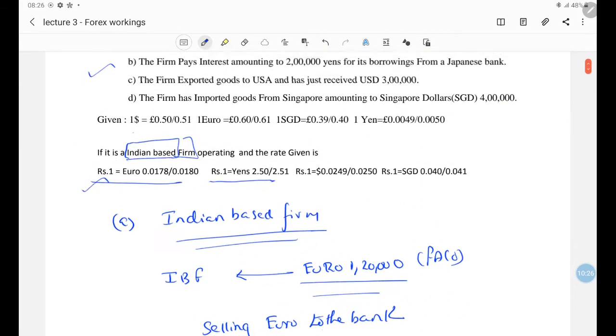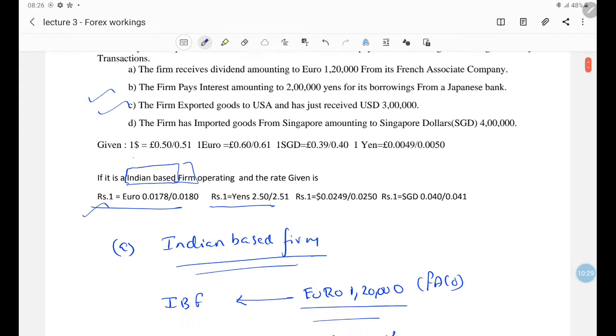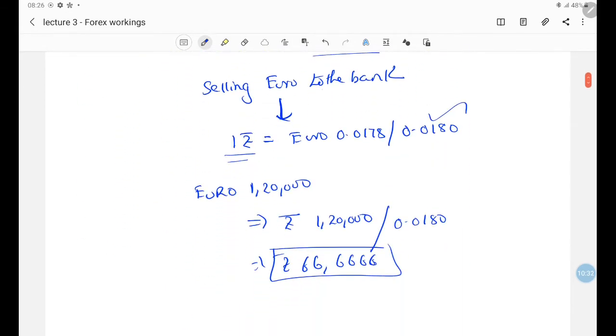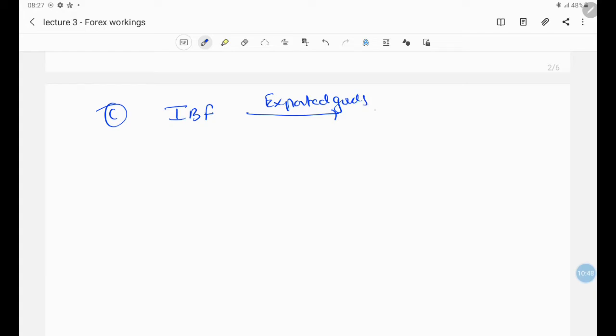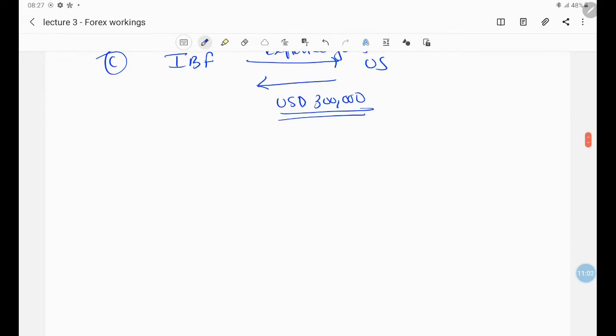So next, the third transaction: the firm exported goods to USA and has just received US dollar 3 lakh. The same transaction from the point of view of the Indian based firm. So the Indian based firm has exported goods to the US, and we have received US dollar 3 lakh, right? Now from the Indian based point of view, we require what?